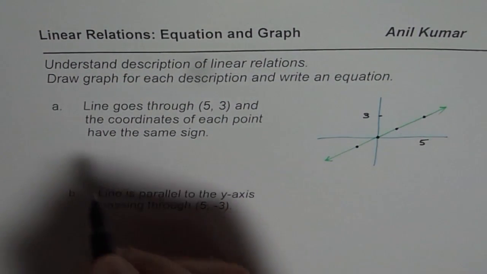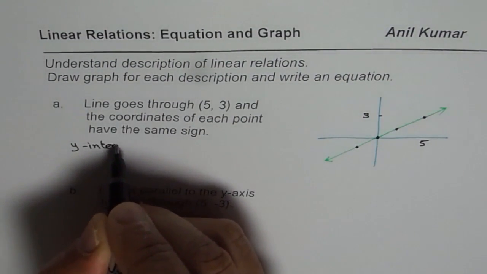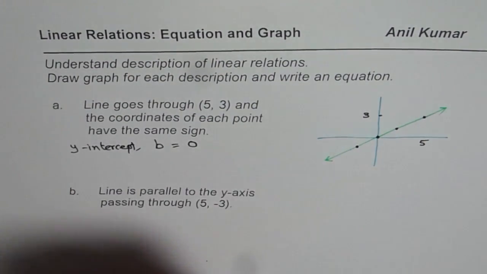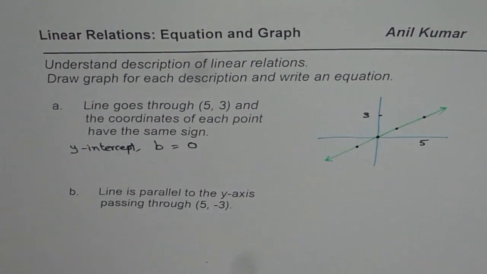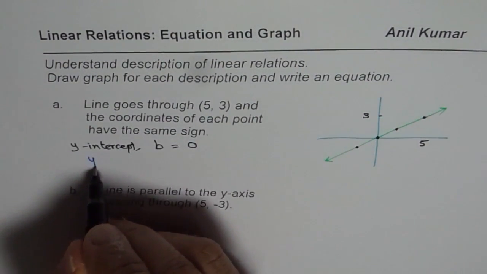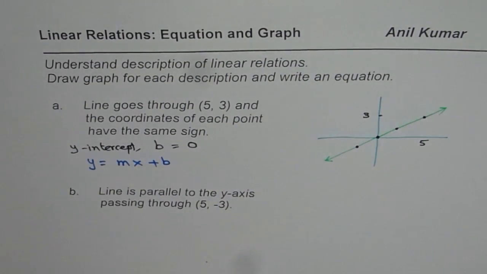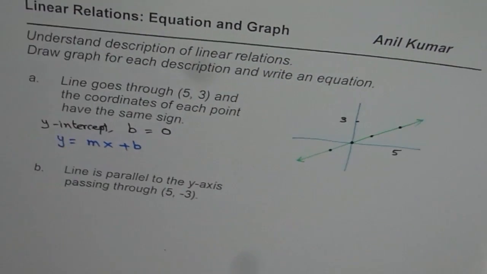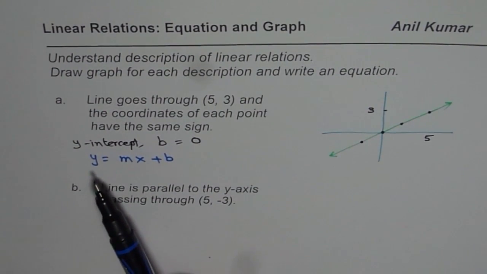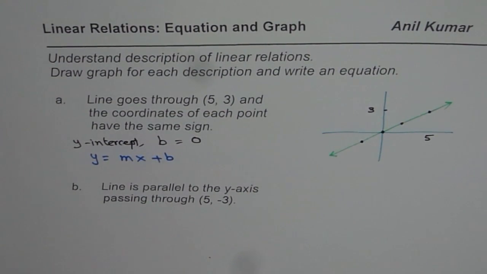So in this particular case, we know the y-intercept is what? The y-intercept, that is b, is equal to 0. When I say b, I'm trying to say that consider the equation of the form y equals mx plus b, where b is the y-intercept.